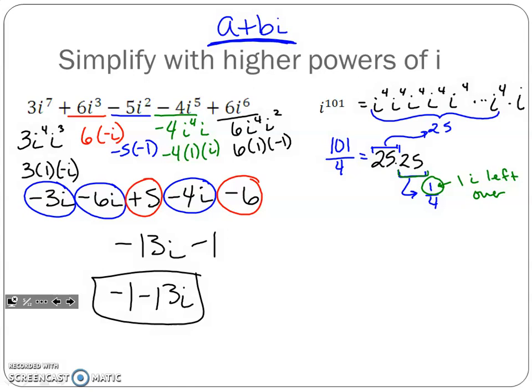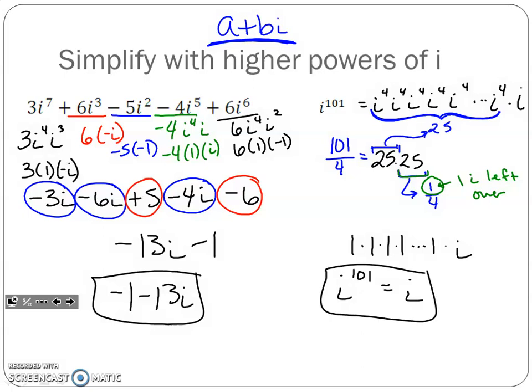So these 25 i to the fourth, that's really 25 ones being multiplied together, with a single i left over. What's 1 times 1 times 1, 25 times? That's just 1. So my answer, i to the 101, is really just an i.